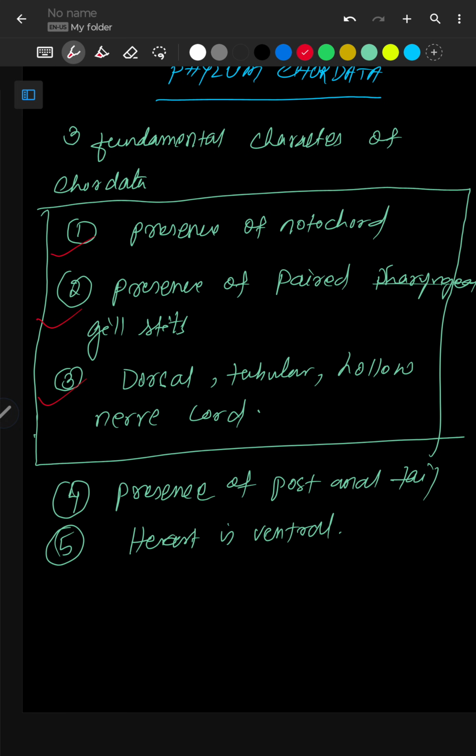Now come to their general features. First you tell me what is a notochord. From class ninth, you know what a notochord is. So what is this notochord? The notochord is a rod-like structure. Let me tell you, write down notochord.